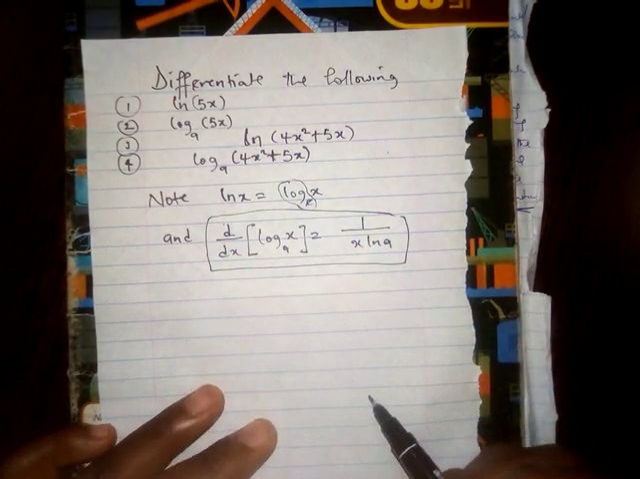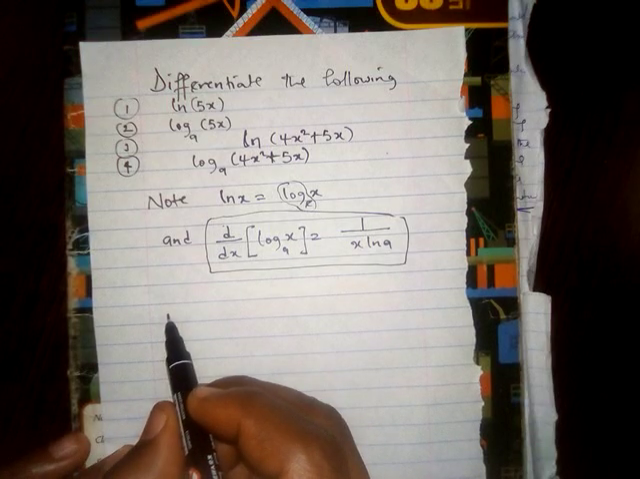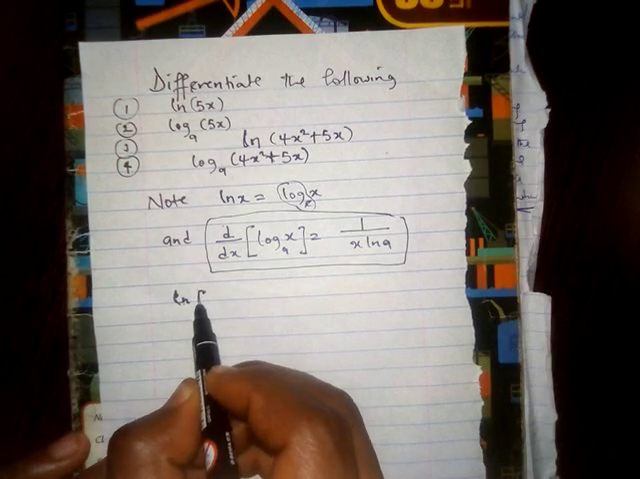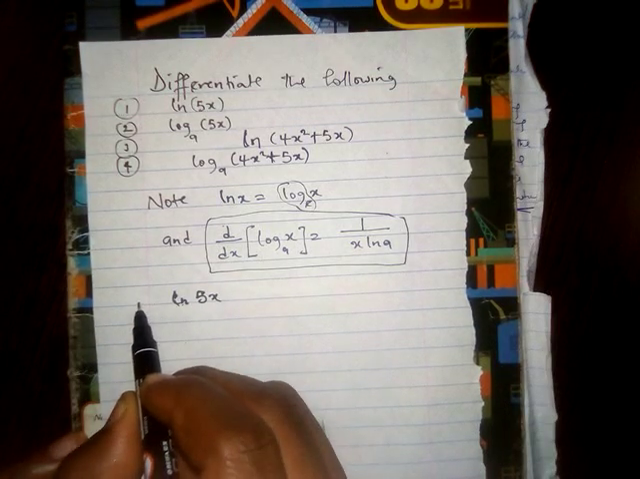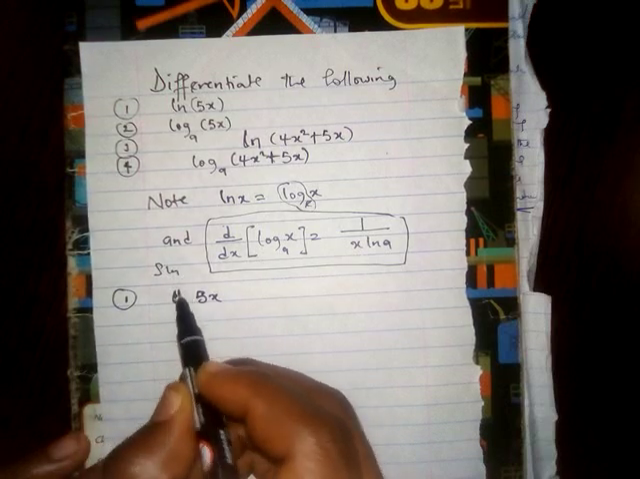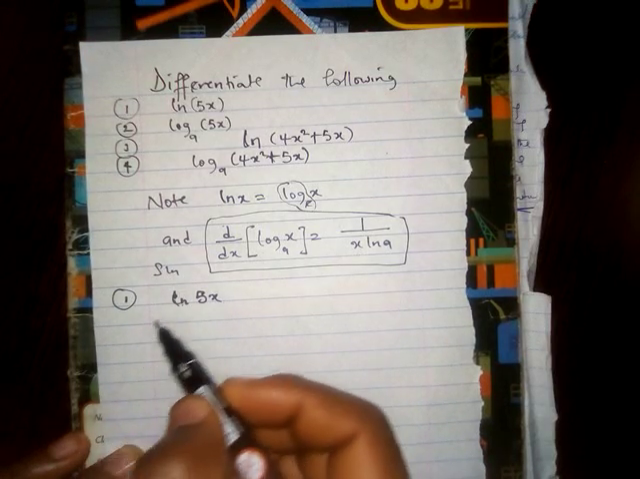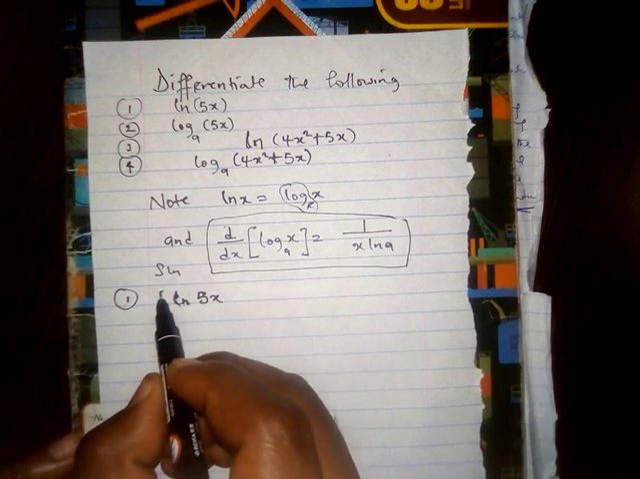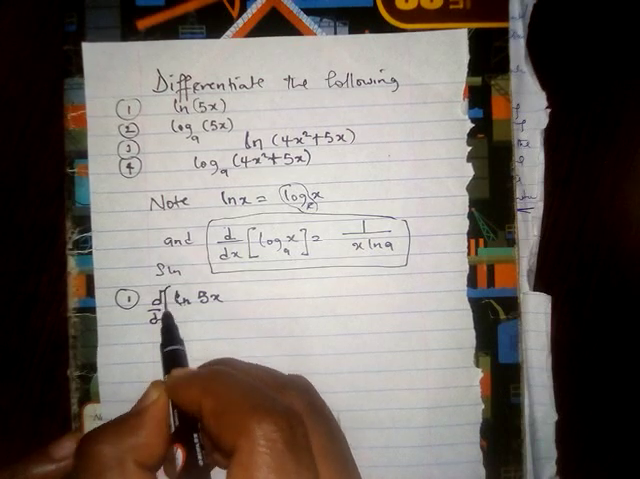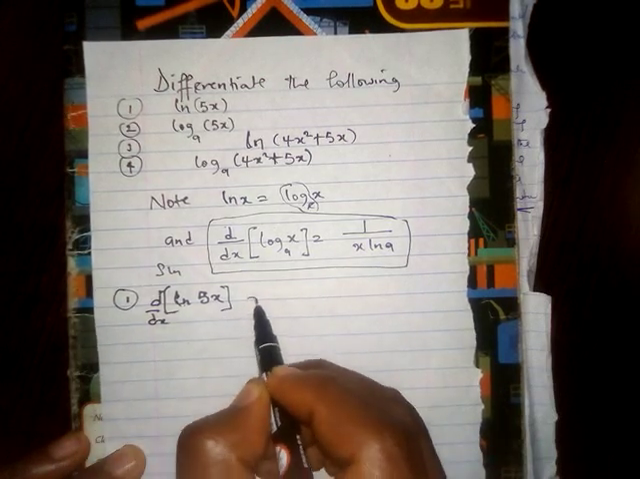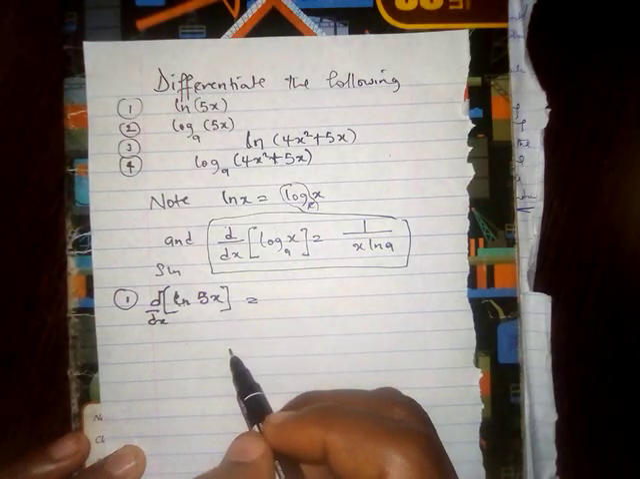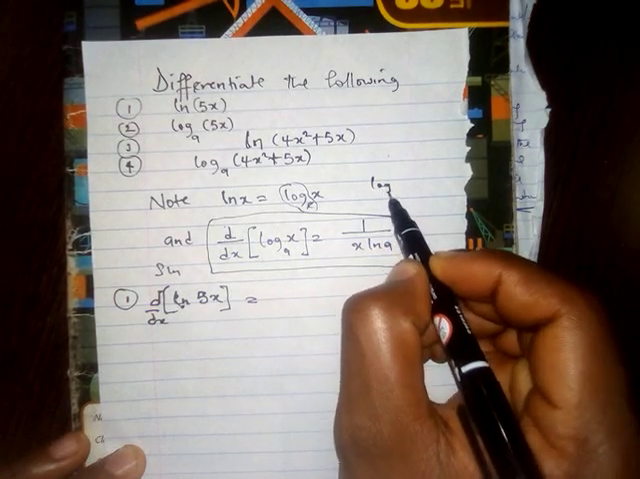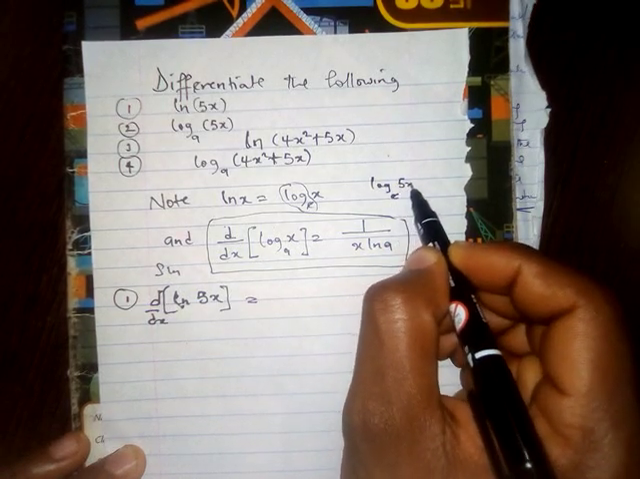And observe that we're given a question here, ln of 5x. The solution: we want to differentiate ln of 5x. So let's say d over dx of ln of 5x using our formula here. Remember, ln is the same thing as saying log with base e of 5x.